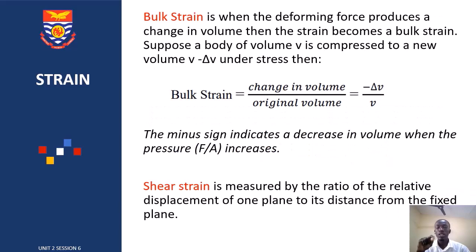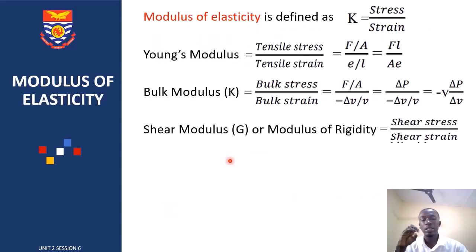Bulk strain. Bulk strain is when the deforming force produces a change in volume. And mathematically, we can express the bulk strain as the change in volume over the original volume. There's a negative there because there has been a change in volume by the deforming force to be smaller as compared to the original volume of the object. Shear strain. Shear strain is a measure by the ratio of the relative displacement of one plane to its distance from a fixed plane.